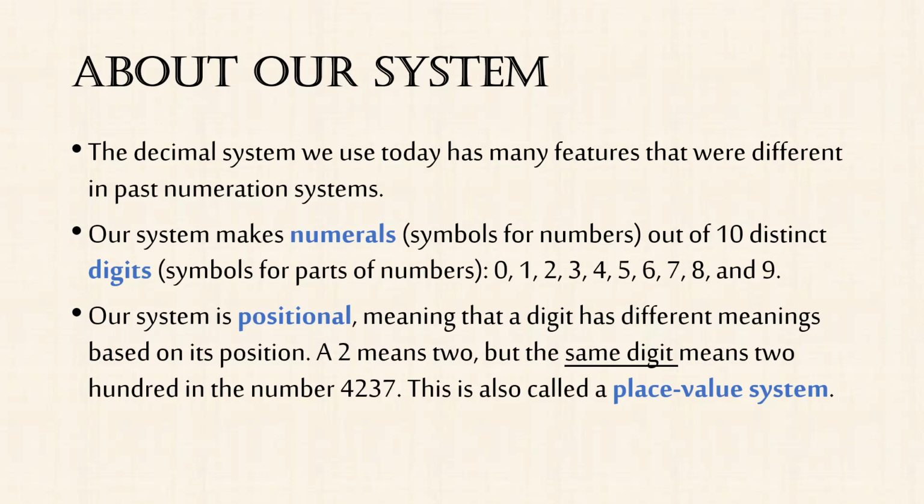Numerals are the symbols that we write for numbers or recognize as meaning numbers. And we use 10 digits as our numerals. So 0, 1, 2, 3, 4, 5, 6, 7, 8, and 9. Those are our numerals. Okay, so we're going to see what numerals look like in other cultures as well.